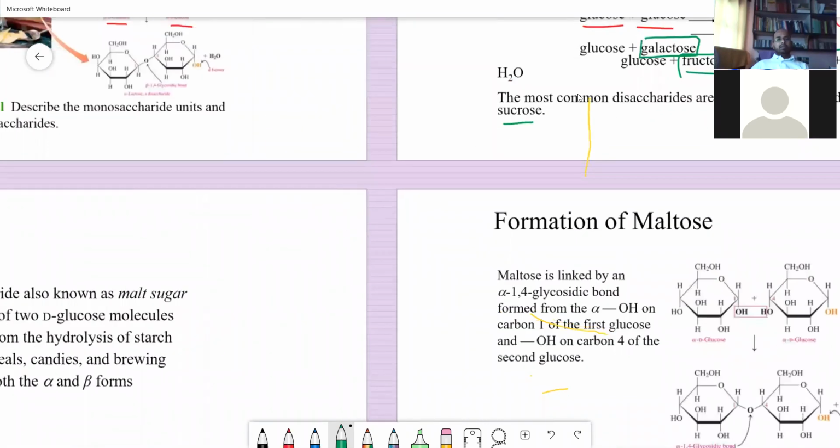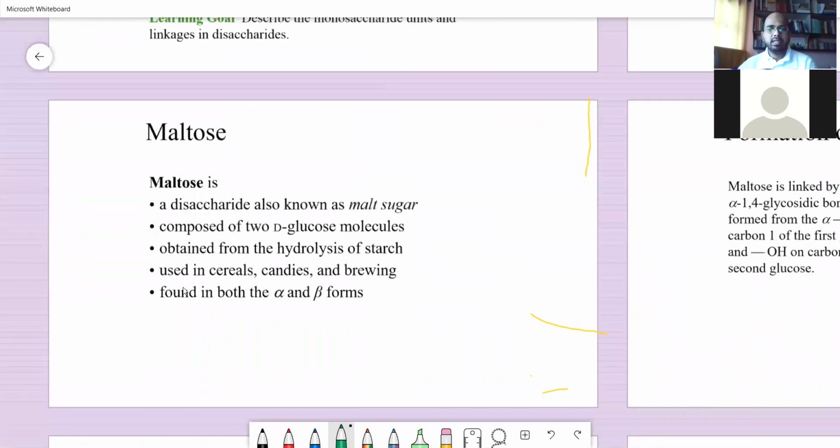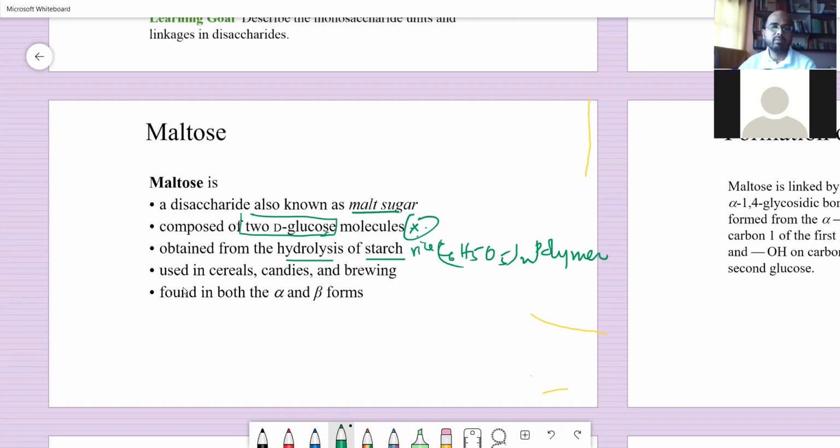Okay. Maltose is a disaccharide and is also known as malt sugar, composed of two D-glucose units. If I mark important, you have to write it. Obtained from hydrolysis of starch. Starch is (C6H10O5)n, so it's a polymer, and it is found in rice and potato.